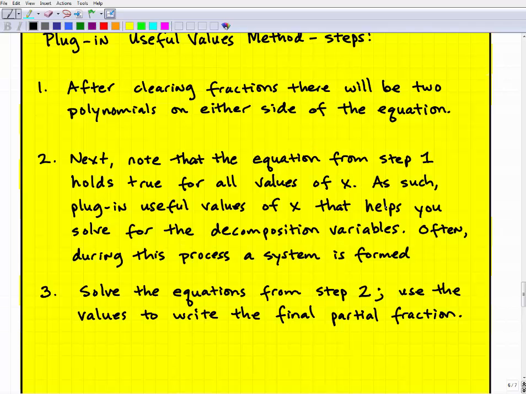And then, as you'll see in future problems, you'll often get a system. In most of these problems, you're going to end up with a system in either method. So don't think that with one method you're going to avoid systems. Sometimes you may, in more basic problems, but as the problems get more complex, you're almost always going to be facing a system. And then after we solve the equation from step 2, we're going to use those values to write our final partial fraction. So quite a bit of stuff.